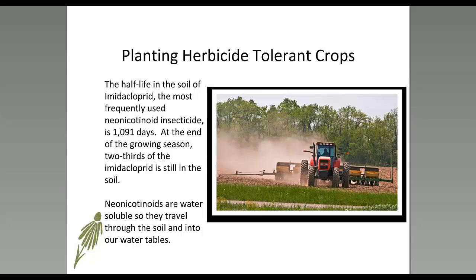The half-life of this neonic is 1,091 days. At the end of the growing season, only two-thirds of that pesticide will have been used up, so the remainder is still in the soil, and it continues to percolate into the water table.